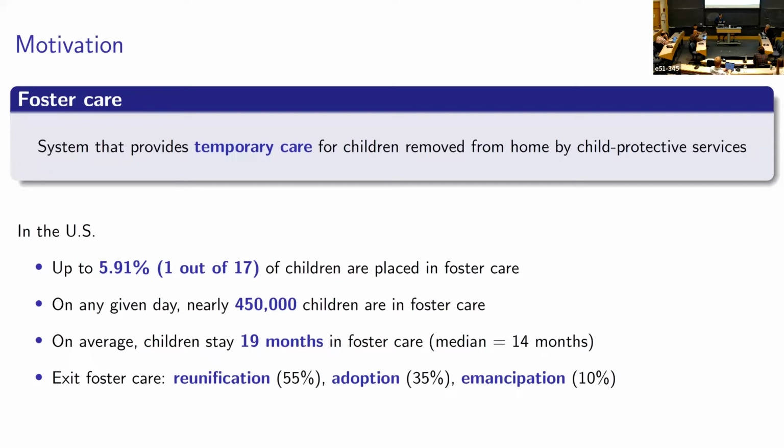35% of them are adopted out of the system. Around 40% of those are adopted by former foster parents. And a small fraction, or a significant fraction, but not the majority, 10% of them, are what is called emancipated. Basically, they stay in the system until they turn 18, and then they age out.